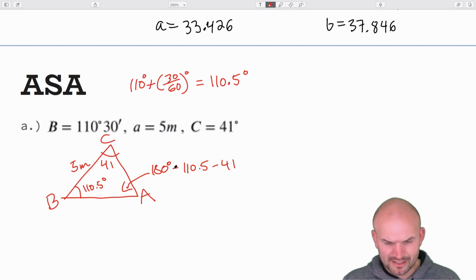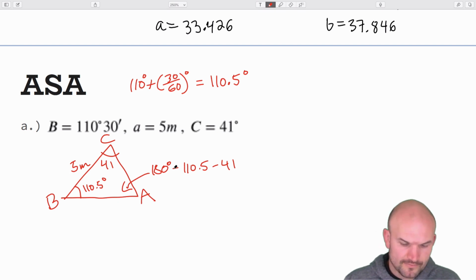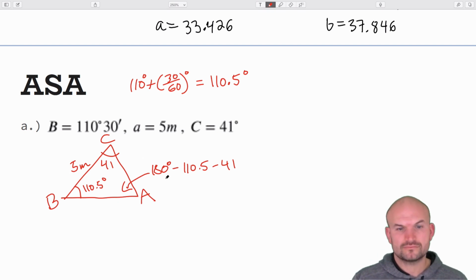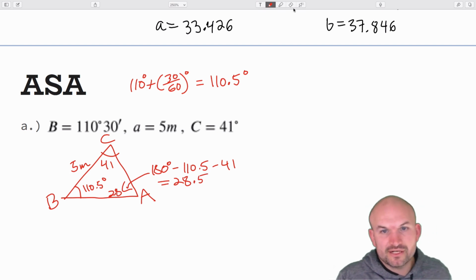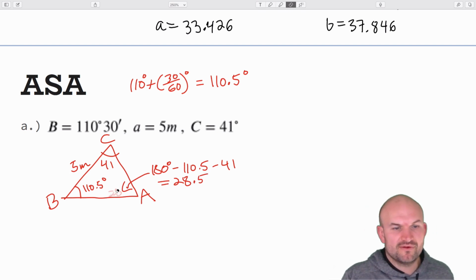I'm just going to type it into my calculator so I don't make a silly mistake and get the whole problem wrong. I'm getting 28.5, which looks good. So that's going to equal 28.5. I'm just going to erase that and say, all right, A equals 28.5.